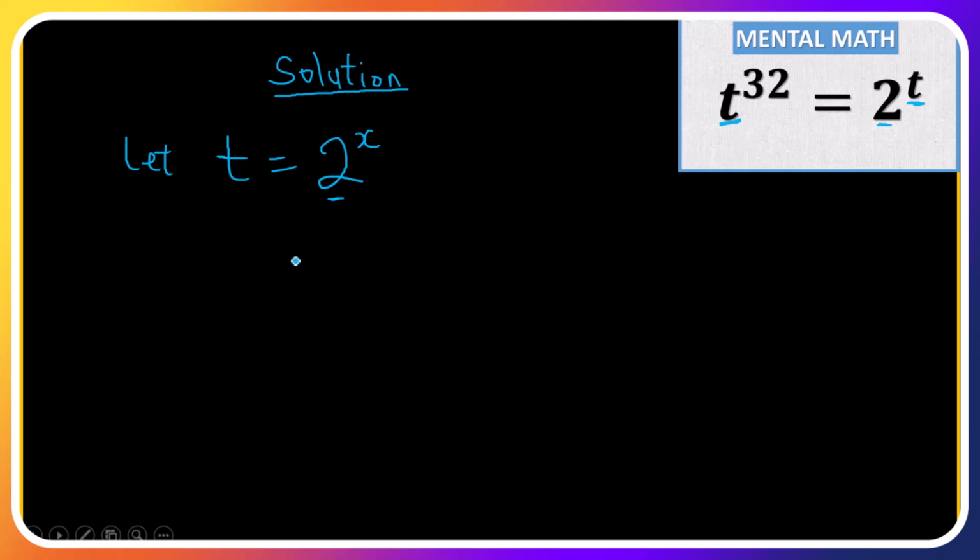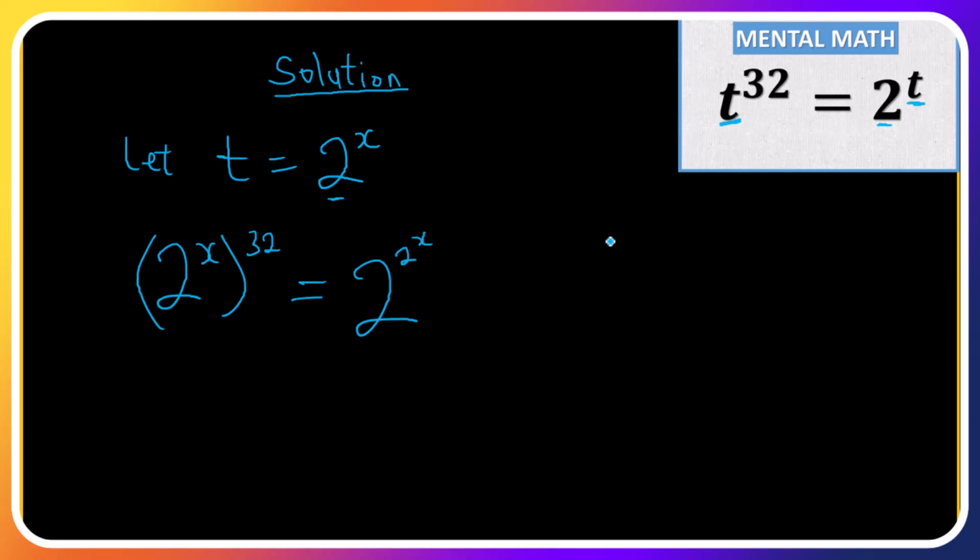Let's move on. From the first equation we have t raised to the power 32. Now t is substituted by 2 raised to the power x, all raised to the power 32, equals 2 raised to the power 2 raised to the power x as our second expression. Now we have a base 2 here and a base 2 here. So if the bases are the same, the powers are equated.